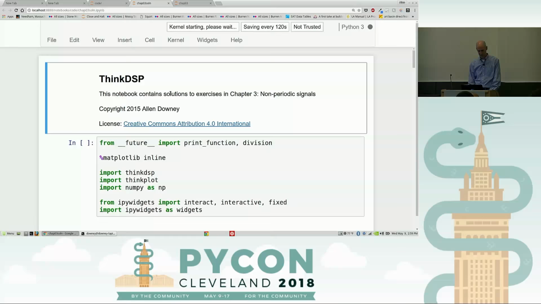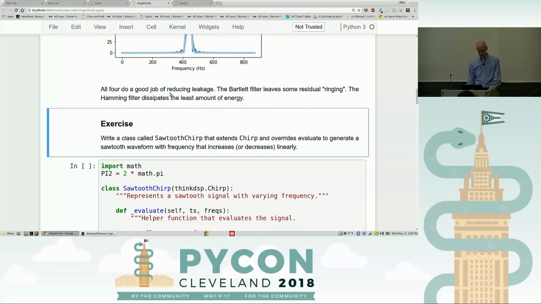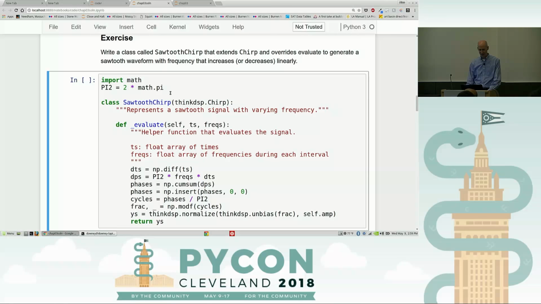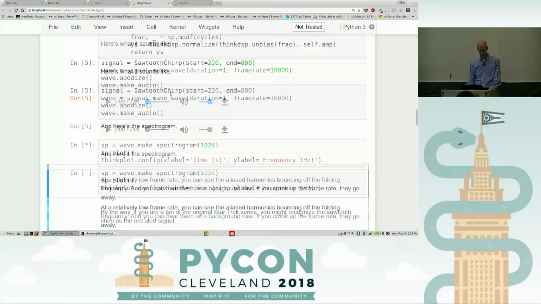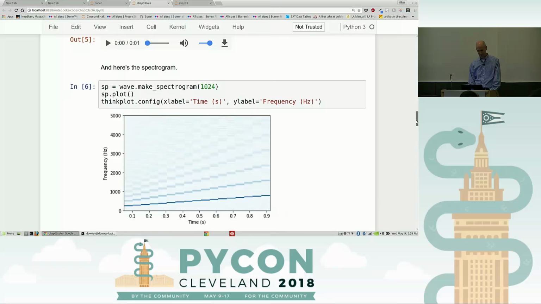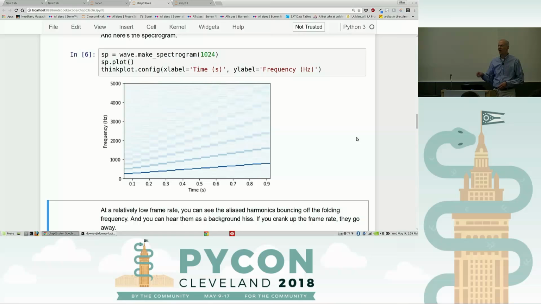So if you skip the first exercise, the second exercise says we're going to write a sawtooth chirp that inherits from chirp, and it computes a sawtooth. And here's what the spectrogram looks like. You can see that it's got a fundamental frequency that's going up linearly, and all of its harmonics are going up linearly. So that's why it looks like that fan is expanding.